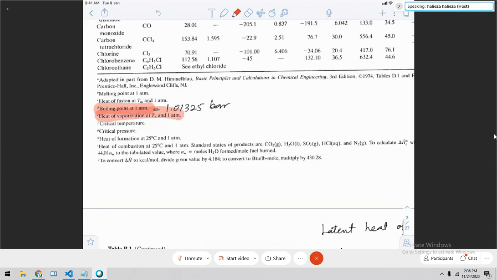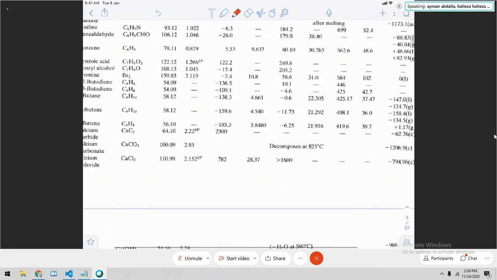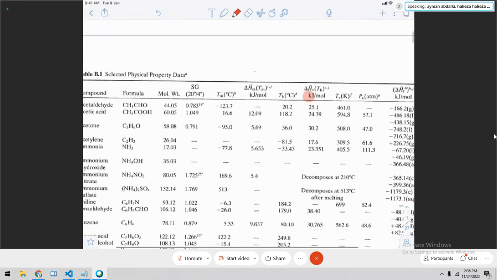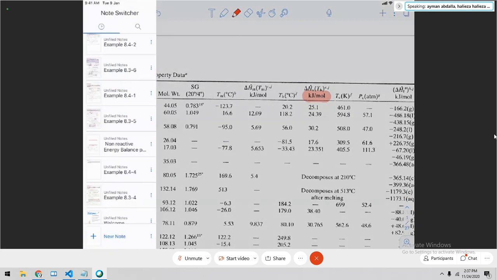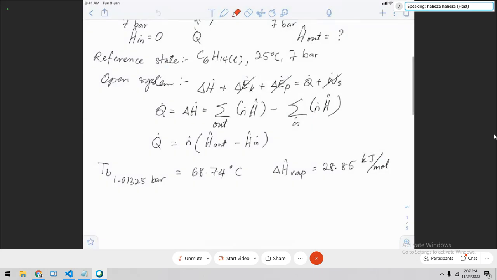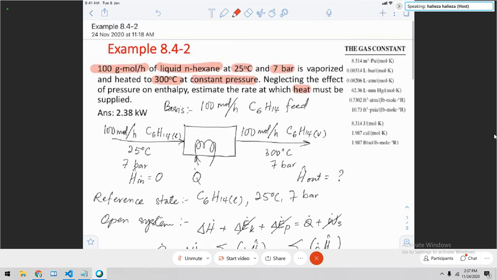And where is the unit? At the top, okay. Yeah, here it is. Okay, let's go back. This is the example. But the problem is this is at 1 bar, and this is the boiling point. That is the latent heat at the boiling point and at 1 bar. Our question is not at 1 bar. Our question is at 7 bar.